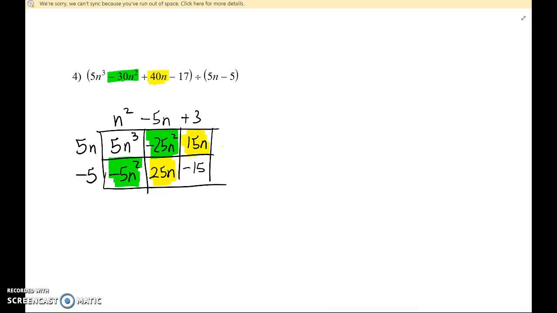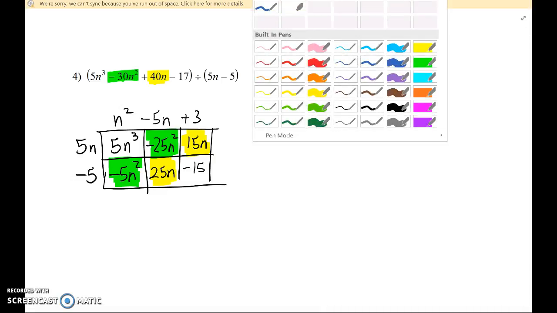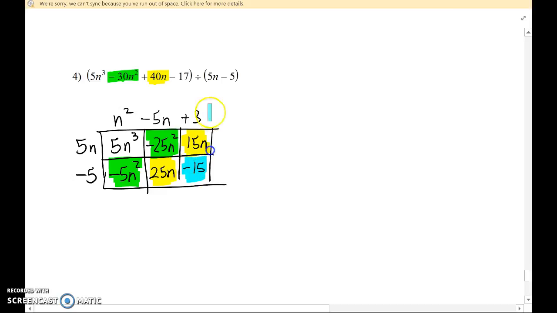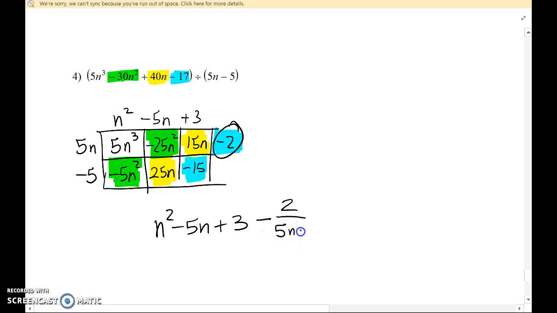Our next term is negative 17. So our diagonal, we want to get a negative 17, which means we're going to finish with a negative 2. So being that we're on our last term, that means that we are going to have a remainder. So again, our answer is n squared minus 5n plus 3 minus, because the remainder was a negative number, and we just leave it as a positive 2 with the negative out in front, and then our divisor was 5n minus 5.